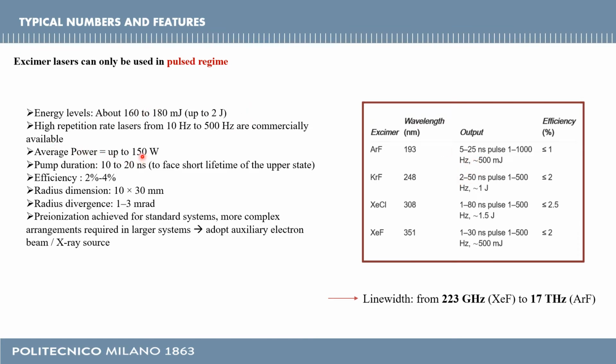And the average power arrives to 150 watts. The pump duration goes from 10 to 20 nanoseconds. The efficiency, as we can see from here, ranges around 2%, more or less. Then we have the data regarding the radius and the concept of pre-ionization achieved for standard systems, but we need in general more complex arrangements in case of larger systems. And then we have the line width. The line width goes, for the lasers that we are treating here in this table, from 223 gigahertz in the case of xenon fluoride to 17 terahertz for the argon fluoride.